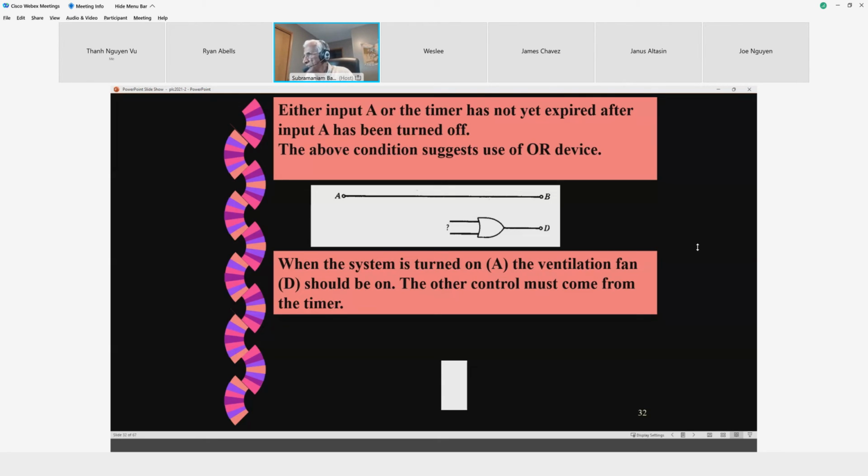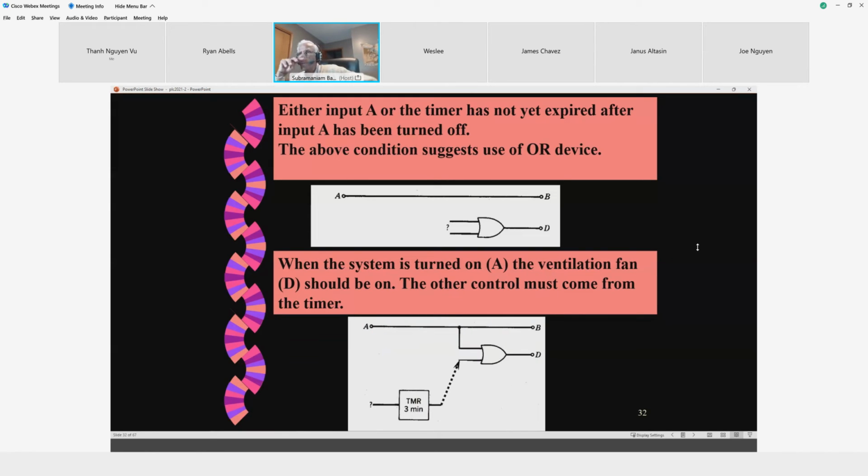So when the system is turned on, which is the A, B comes on as well as D, the fan should come on. Okay. The other control obviously is going to be a timer involved. So we have to bring that into the loop. So the second stage of the diagram, from the first, which is A, B, and then an R with a question mark, outputting D, one of the inputs to the R is the A. And the other input to the R is a timer.